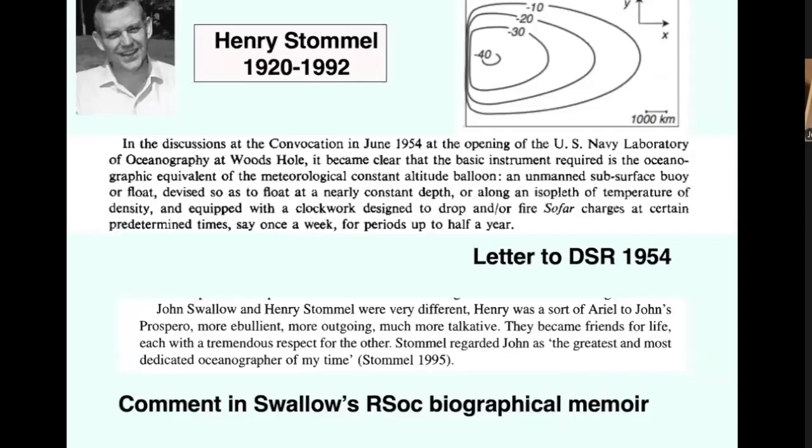John Swallow was not alone in thinking about this problem. In Woods Hole, Henry Stommel, similar age to John Swallow, published a letter in Deep Sea Research in 1954. Actually, he'd come up with the same theoretical idea that John had, building this neutrally buoyant instrument, and Stommel was very much a theoretician, and so he put it to the engineers at Woods Hole, including Al Vine, who ultimately designed the Alvin submersible, which became very well known. And Al Vine concluded that it was impossible to do it.